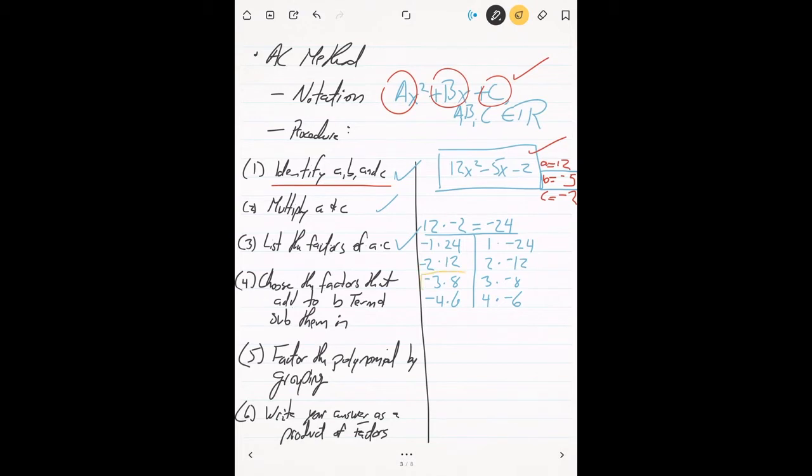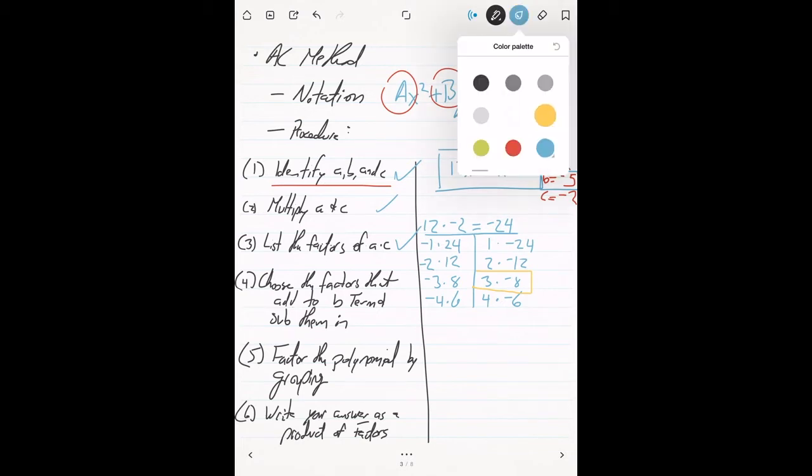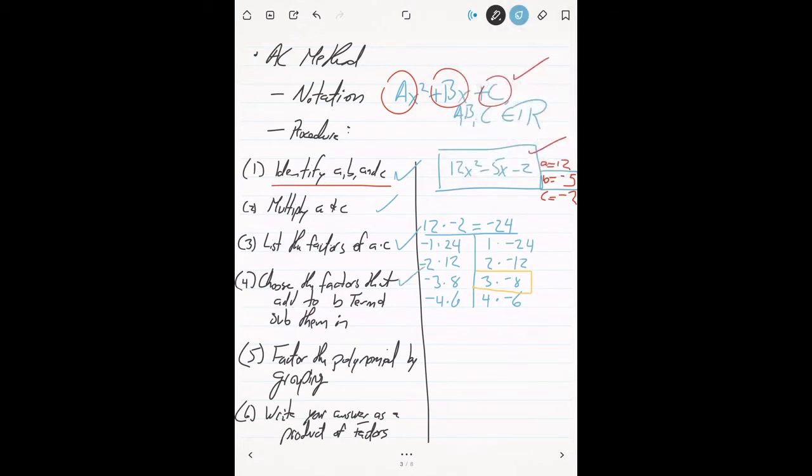Sometimes students go and say, oh, right here, 8 and -3. And I say, hold on. Add those together and what do you get? They look and say, we get +5. But our b is -5. So what you really want are the values 3 and -8. Okay, signs are important here. Make sure you're using them. So with that chosen, we've now figured out what the factors of a times c are that add to b.